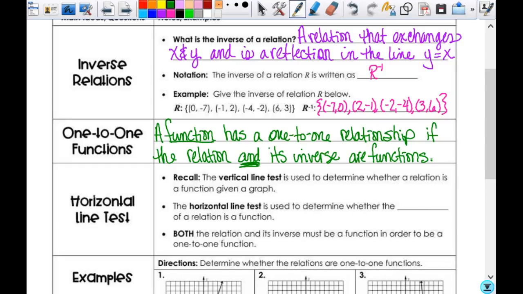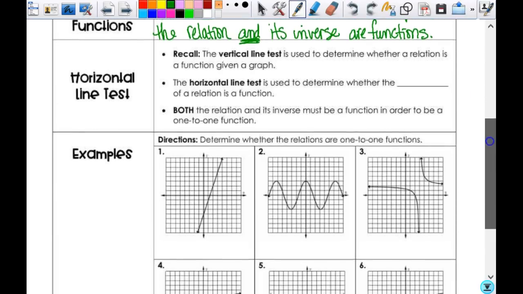So then there's a recall. Recall means we already know this. Recall, the vertical line test is used to determine whether a relation is a function given a graph. Okay, so if you're given a graph, then you can tell by the vertical line test whether or not it's a function.